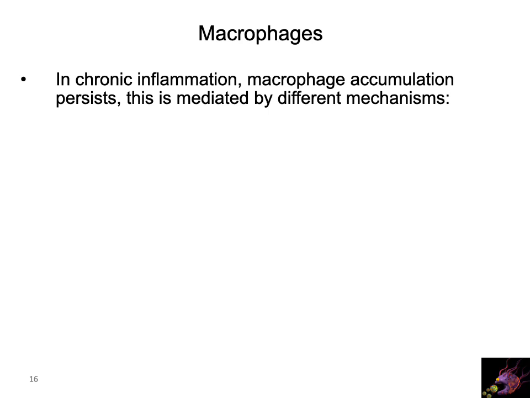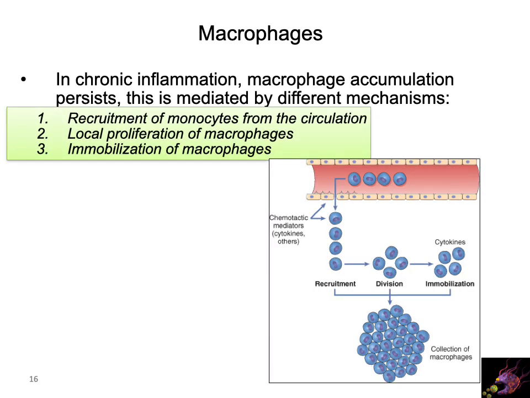Now, in chronic inflammation, there is macrophage accumulation by calling in more monocytes from the circulation, and this is mediated by the additional cytokines that are produced. So mag-feedback siya. Local proliferation of macrophages. So macrophages will undergo cell division in the tissues, and then immobilization of macrophages, which means that the macrophages do not get out of the site of inflammation.